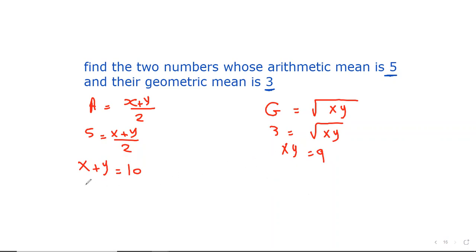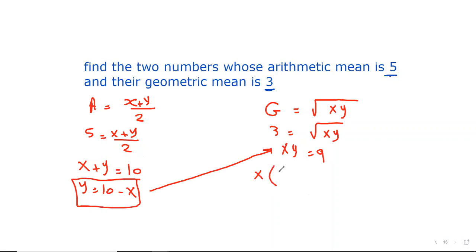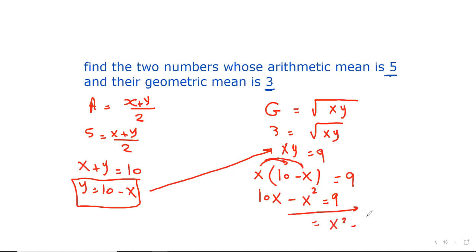Okay. So from this equation, x equals 10 minus y. Or we can get y from this equation: y also is 10 minus x. And substitute in this equation, xy equals 9. We write x multiplied by y, which is 10 minus x, equals 9. So x times 10 is 10x, and x times negative x is negative x squared, equals 9. Then we can move everything to one side. It will be x squared minus 10x plus 9 equals 0.